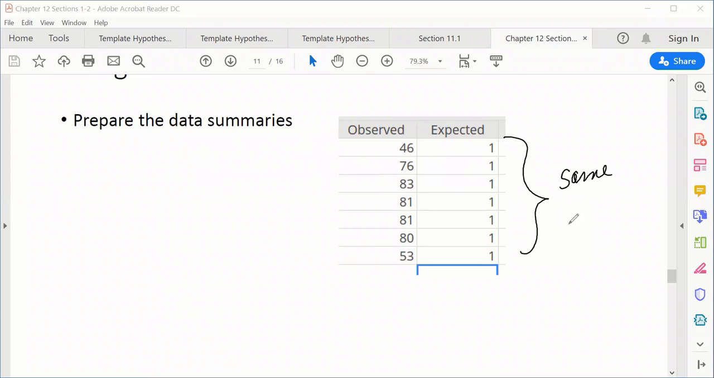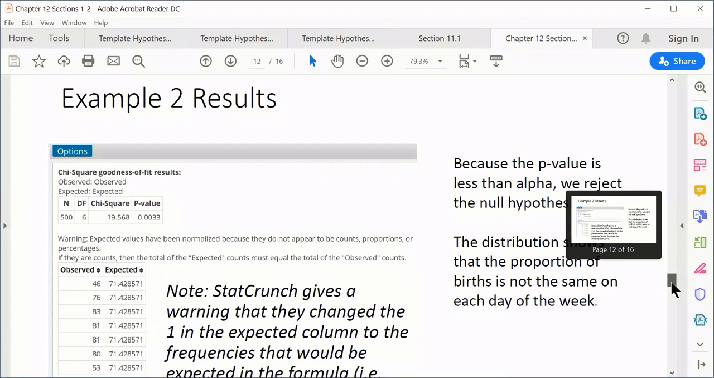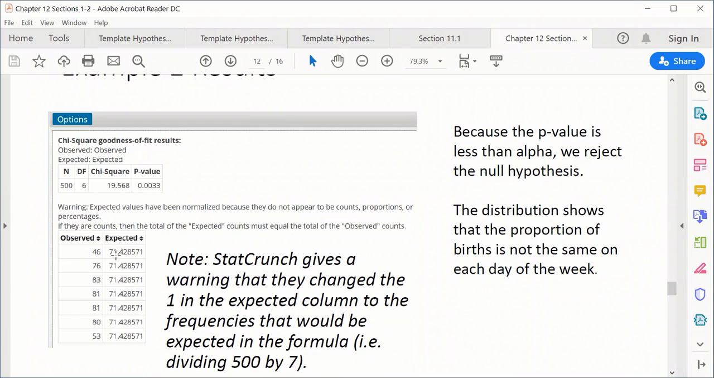And I just played with it and said, what will StatCrunch do? And what StatCrunch does is it figured it out for me. So I didn't have to do anything. Now, if it gave me an error message, I would have done something different. But it doesn't give you an error message. It gives you a warning. I'm good with a warning. And it figures it out for you that it would be 71.42 in each if they were even.